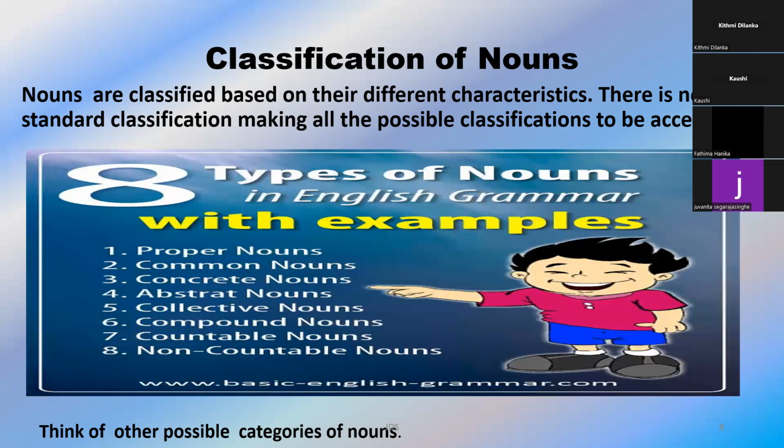Since they are used very often when it comes to teaching grammar, right? So remember this, nouns are classified based on their different characteristics, and there is no standard classification, making all the possible classifications to be accepted. So different classifications can be accepted, but you better remember these different types of nouns for the purpose of teaching. Think of other possible categories of nouns. In addition to these, think of some more nouns that we come across in the language.